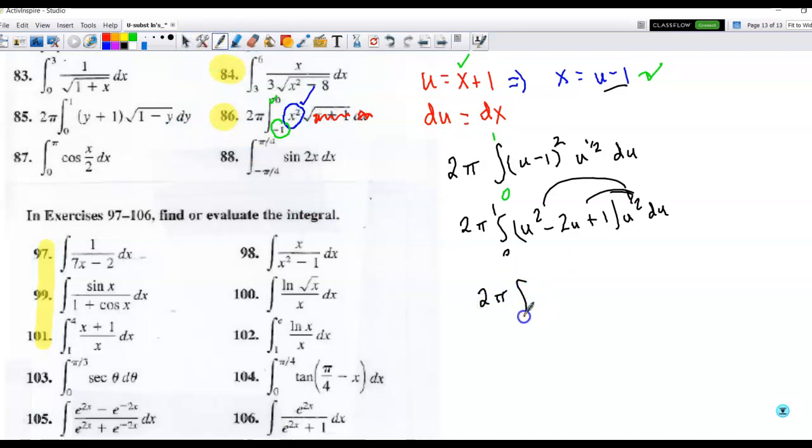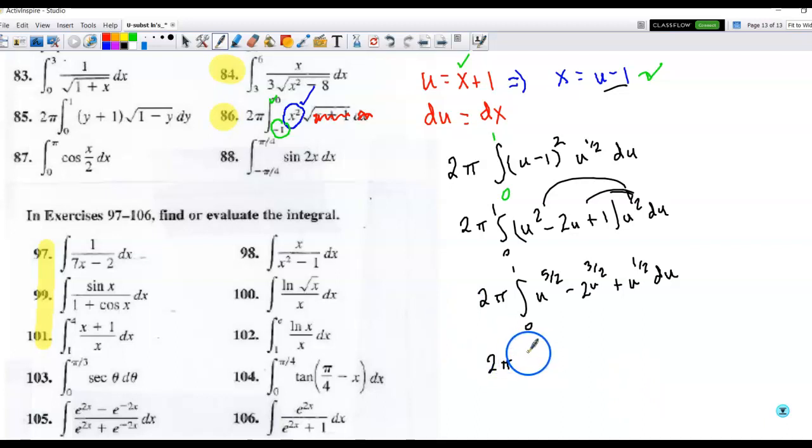2 pi, 0 to 1. So 4/2 and 1/2 is 5/2. I was dividing, not multiplying. My bad. 2u to the 3/2 plus u to the 1/2 power. So hopefully you got it right and you were ready to tell me I messed up, but then I fixed it. Yay. All right, now I'm going to find the antiderivative.